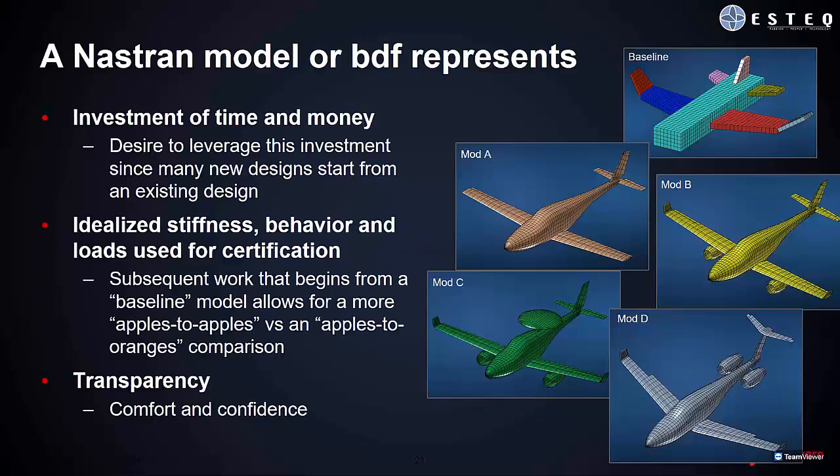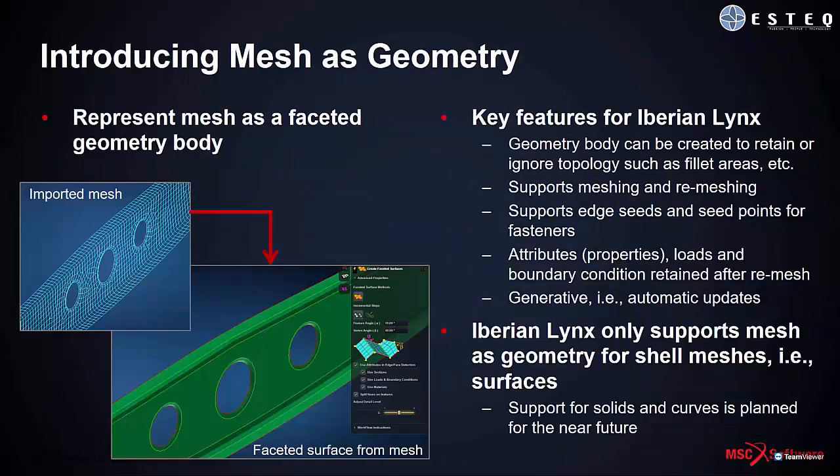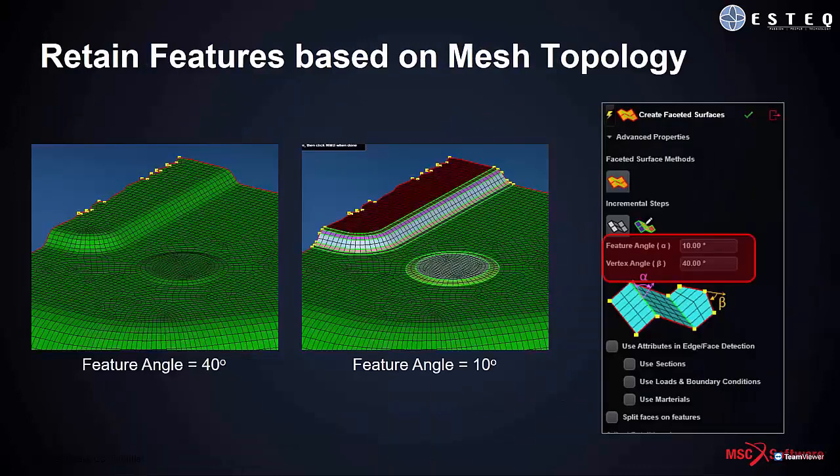Right, so people, as I said, specifically in the aircraft industry, work a lot with legacy BDF models, and they now have the ability to import those meshes and continue working with them. So typically how this works is Apex can identify features on the geometry and then create geometry for you based on the inputs that you provide.